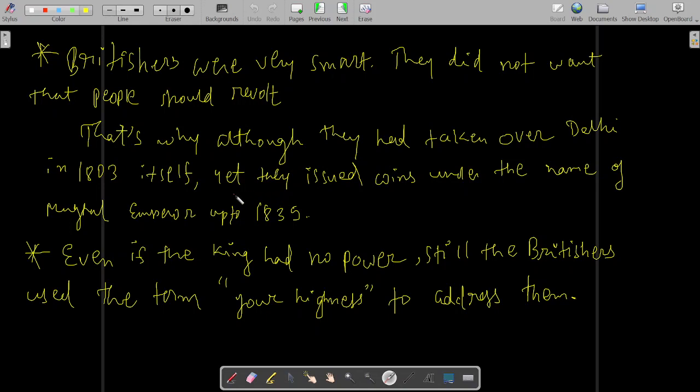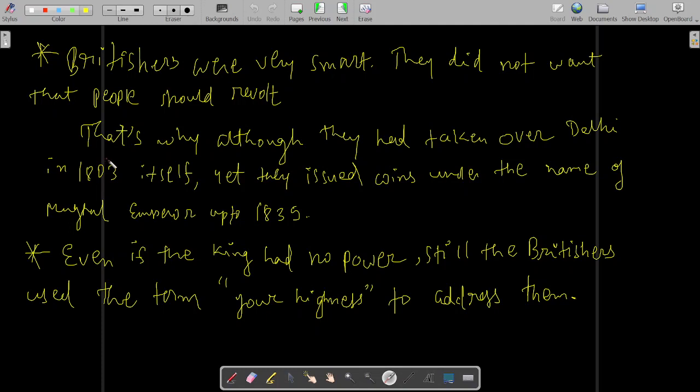Okay, but why did they take this much time? Why did they keep silent for almost 32 years? They kept on saying that the Mughal Emperor is the sole sovereign for 32 years. Why did they do so? The reason is very simple. If they had said in the year 1803 itself that the British East India Company is the sole ruler now, what would have happened? Some people might have revolted because the legacy of the Mughals was very great. Mughals had a very good image in the people's mind.